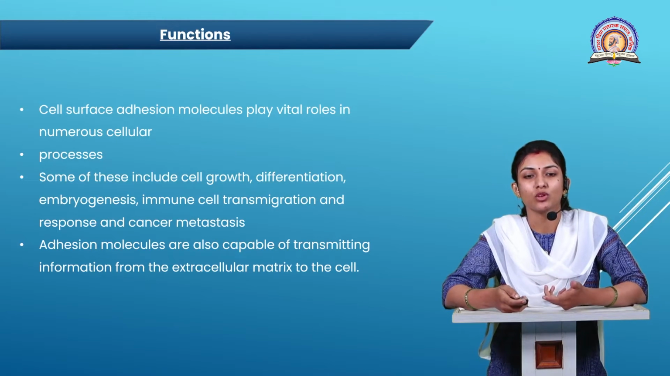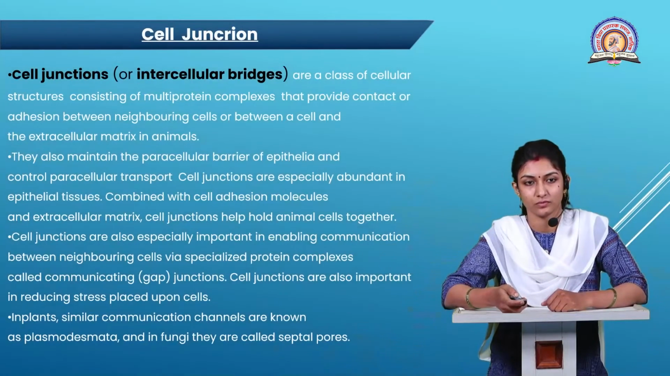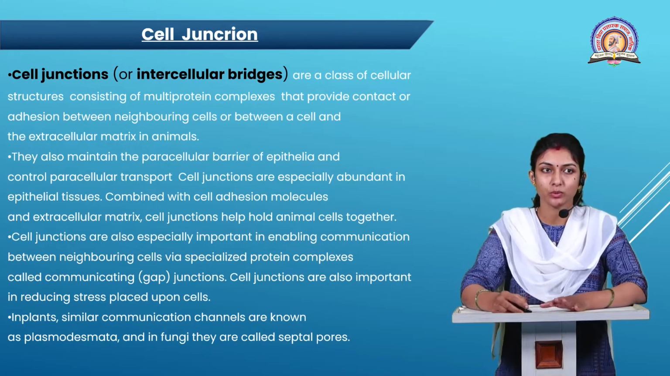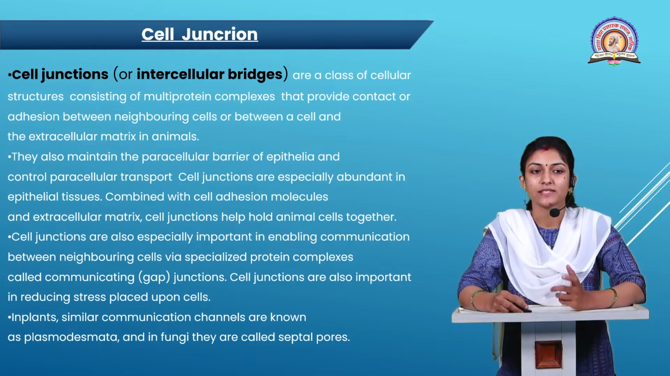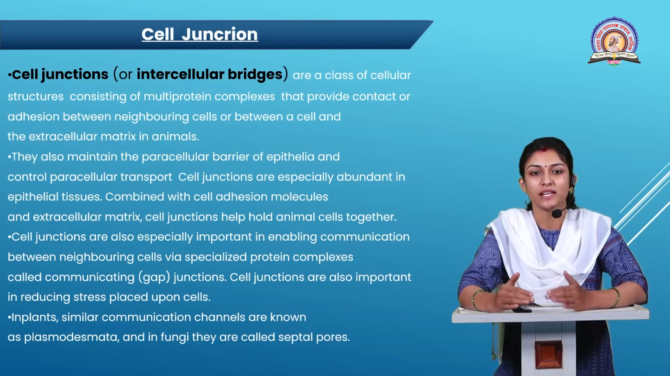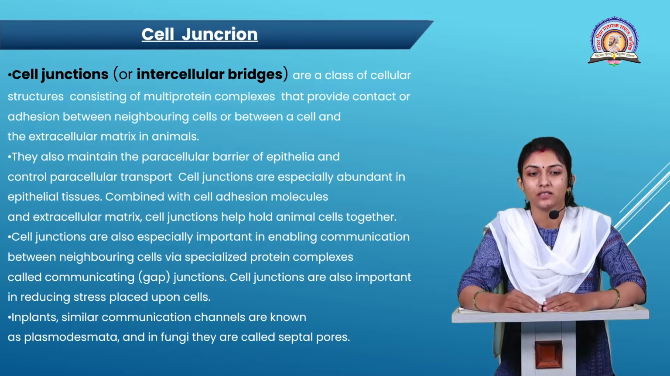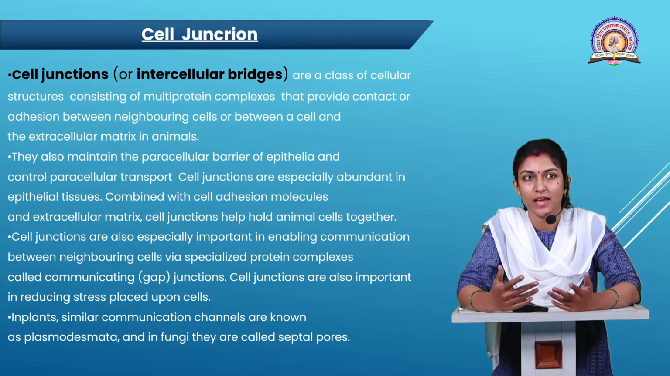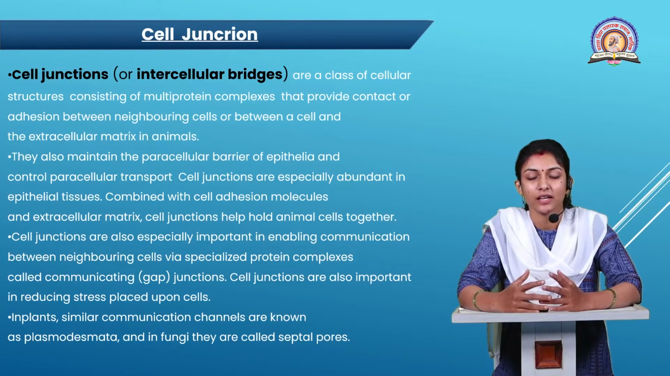Due to cell adhesion molecules, there is a possibility of cell growth, cell differentiation, embryogenesis, immune cell transmigration, response, and cancer metastasis. Now, cell junction. A junction is the point where two things are connected, and a cell junction is the point where two cells are connected. There are different types of cell junction like occluding junction, communicating junction, and adhering junction, anchoring junction.